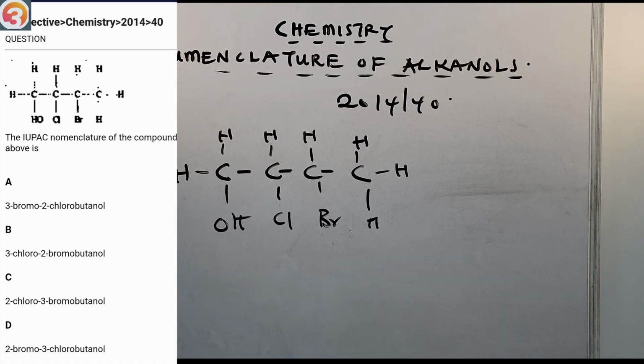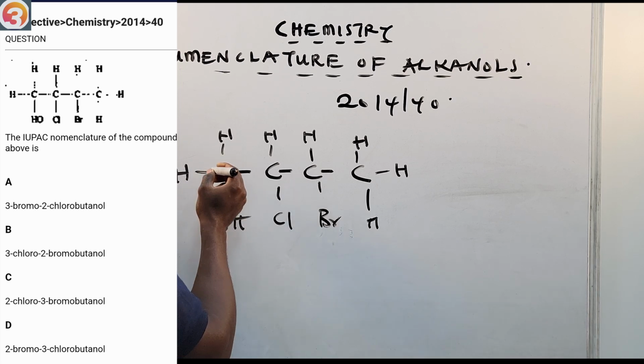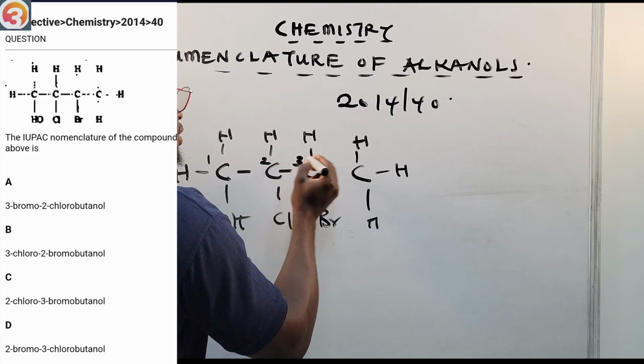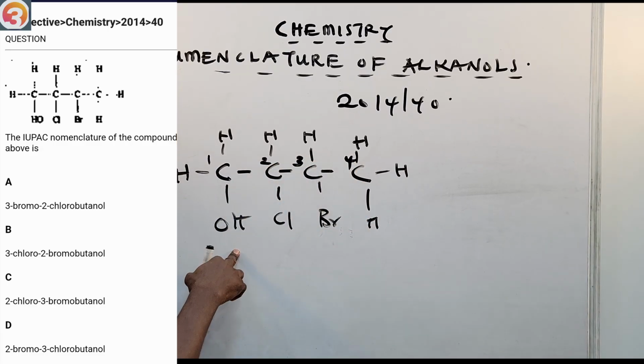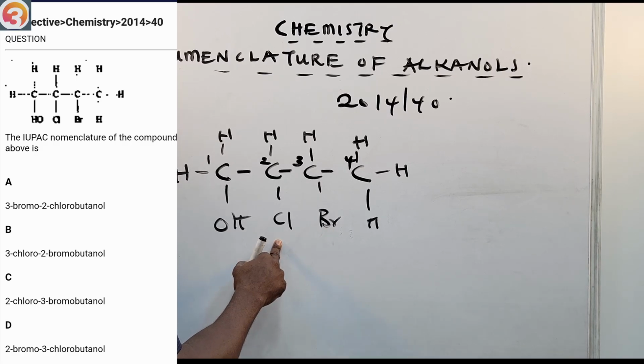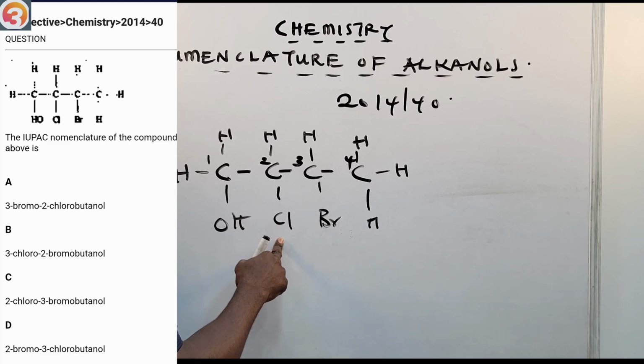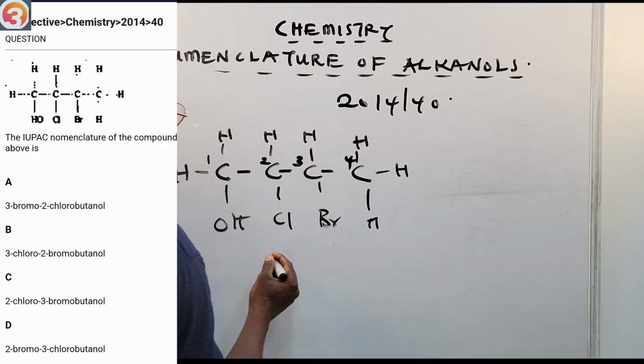First of all, we give priority to the OH functional group because this is an alcohol. These others are halo groups. So now let's number. Obviously, numbering will be from left to right: 1, 2, 3, 4. Our OH is on the first carbon. Then we have bromine on the third carbon and chlorine on the second carbon. Bromine comes before chlorine.